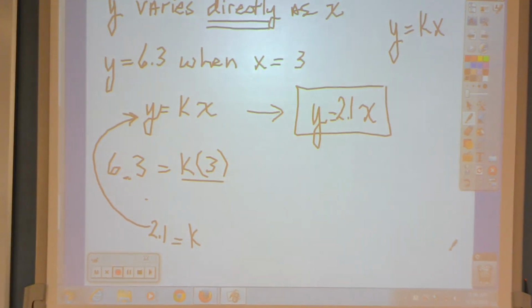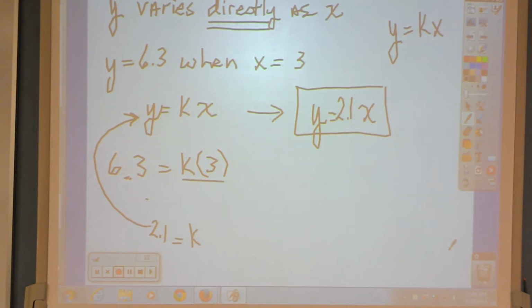So all you do is divide 6.3 by 3 to find K. Will you always try to find K? Always. And then do you have to put it back into the problem? Do this right here. Put it back in. All right, here's another one.